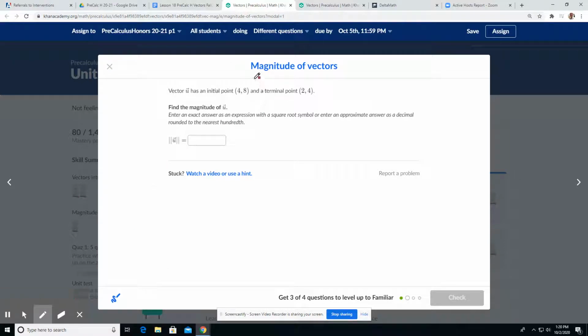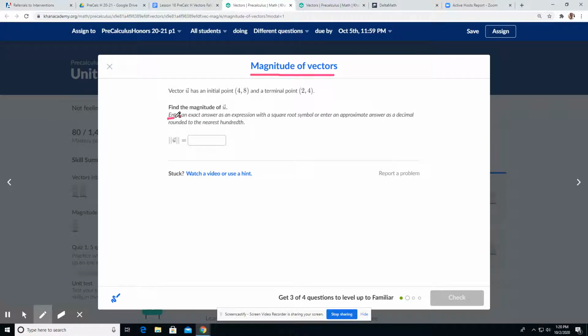We're asked to find the magnitude of a vector. We have a vector called u with an initial point (4, 8) and a terminal point (2, 4). Find the magnitude of u. The exact answer is an expression with square root symbols, or enter an approximate answer as a decimal rounded to the nearest hundredth.